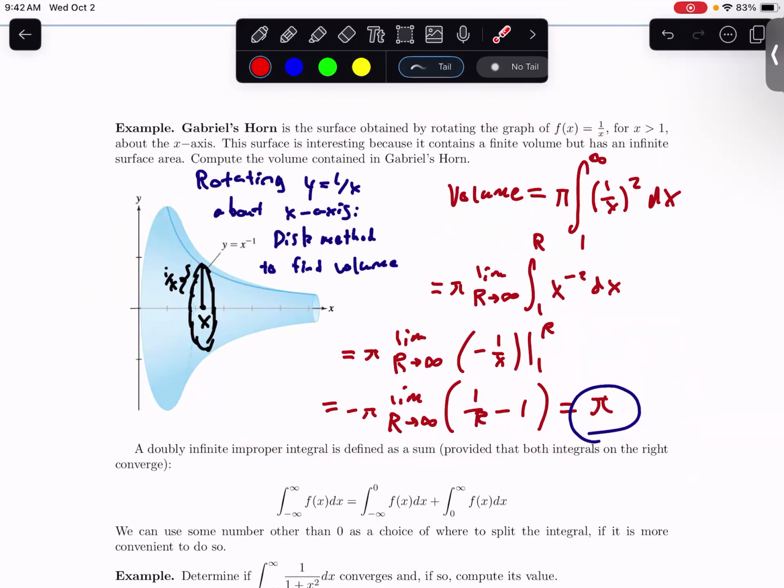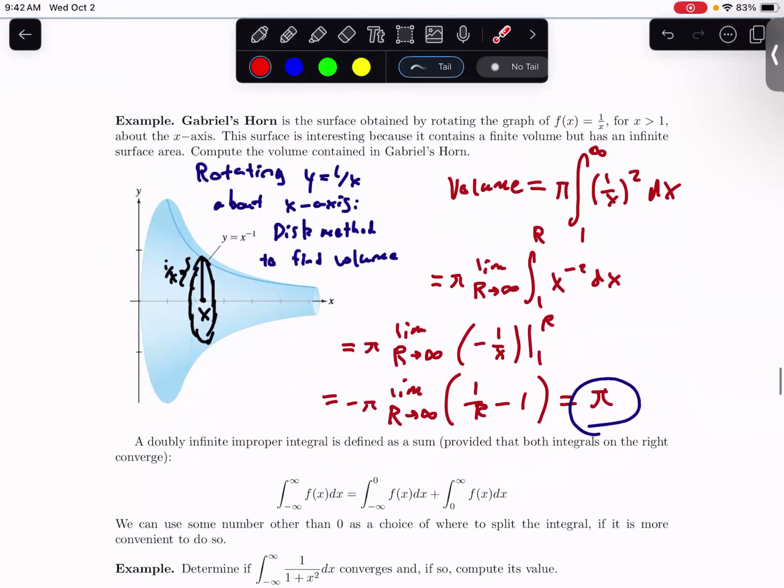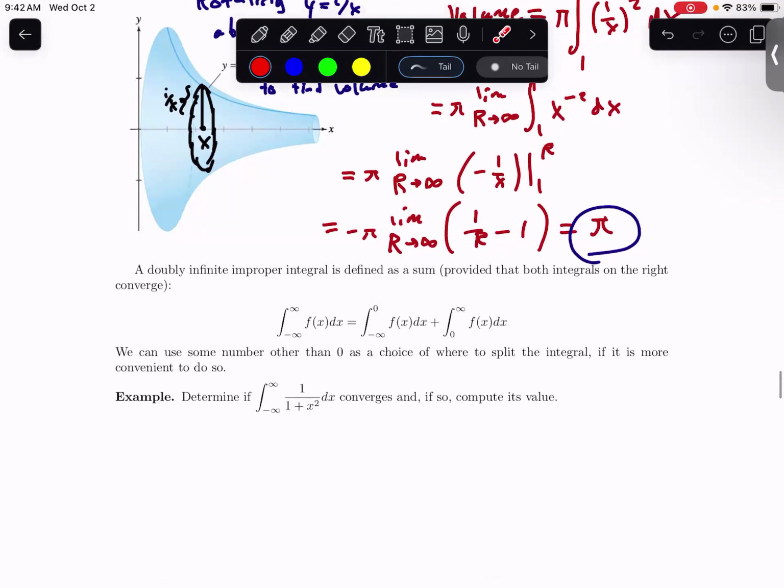Okay, so we'll go through one more example and then we'll call it a day, or maybe half of an example. So far we've only been looking at integrals where we have one limit of integration that goes to infinity instead of both of them. What if we have a minus infinity here and an infinity here? That's what the next example is going to cover.